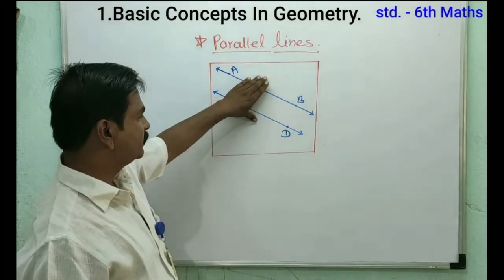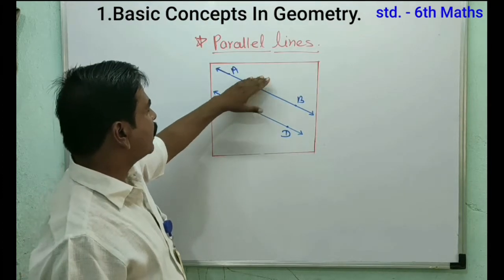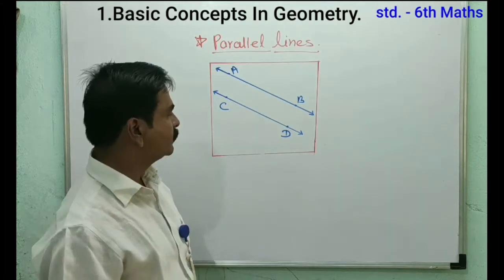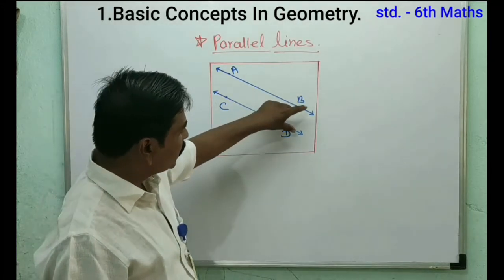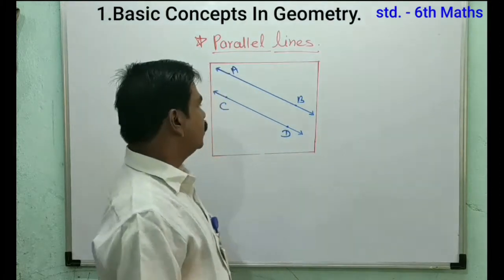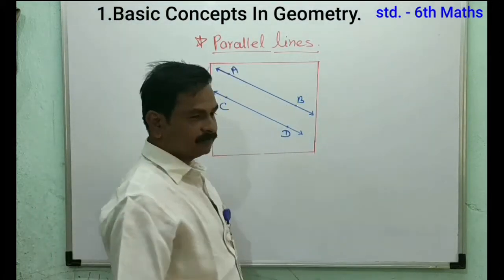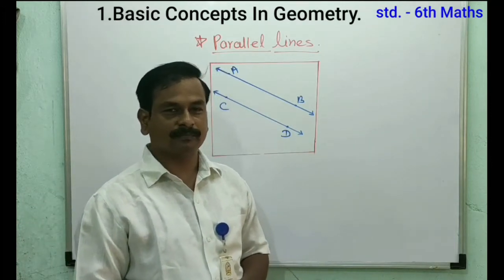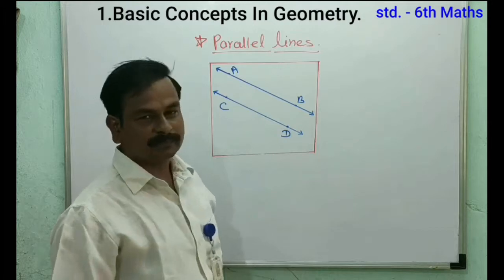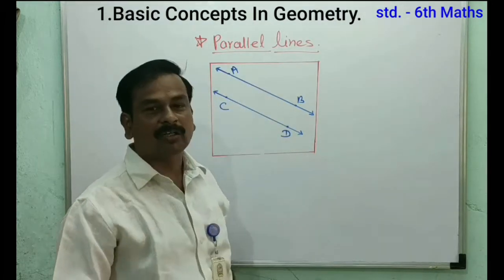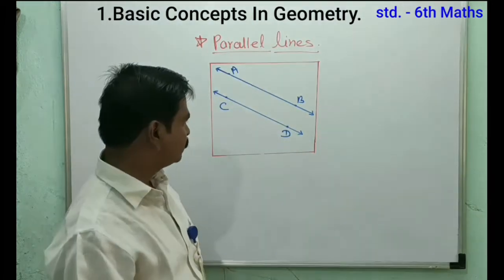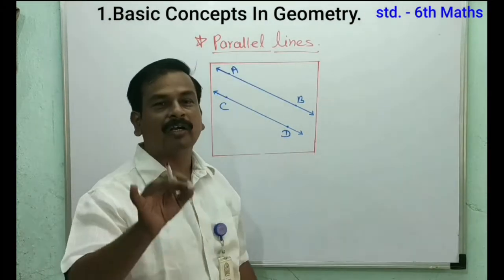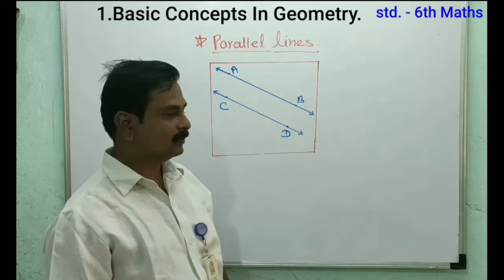These two lines are at the same distance from one another. If we extend both lines in both directions, they will not intersect each other. So these lines are called non-intersecting lines. That means these two lines are called parallel lines.